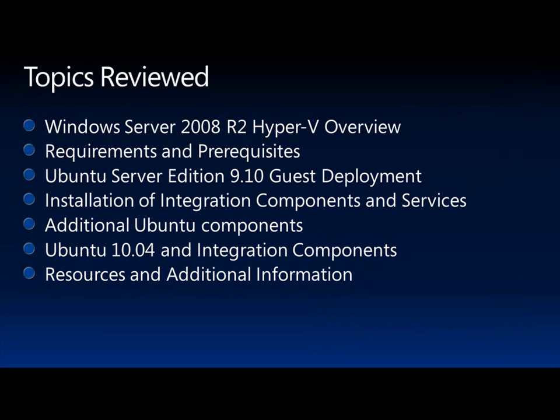Then we will list all the requirements for deploying Ubuntu Server on Hyper-V and continue to show you the steps on how to install it. We then configure a new virtual machine guest for Ubuntu, install the base operating system from an ISO, and then install the integration components. We will finish with talking about the most recent release of Ubuntu and Microsoft's integration components.